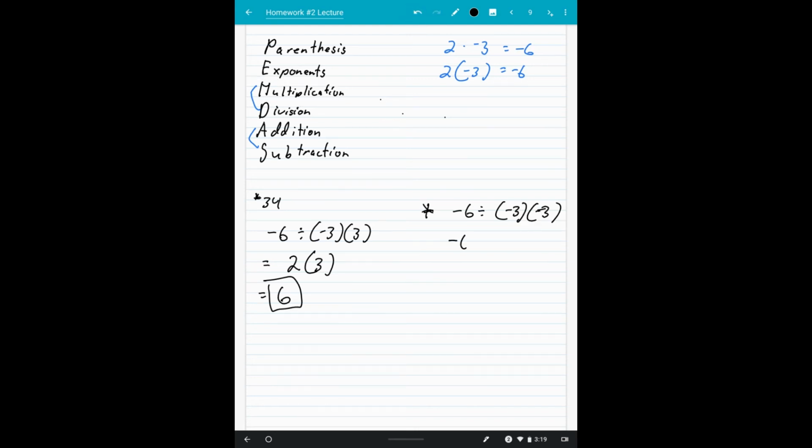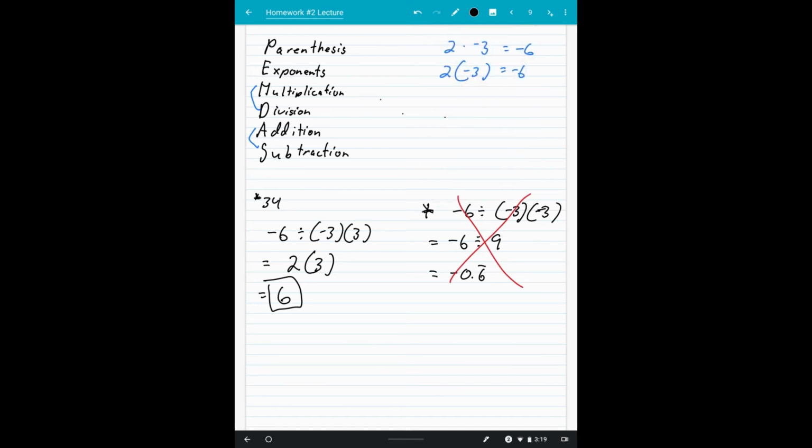All right. Negative 3 times negative 3 makes a positive 9. So divided by positive 9. Negative 6 divided by 9, that actually makes negative 0.6 repeating. As you can see, this answer is different from that one. This answer would be incorrect because PEMDAS wasn't done correctly.